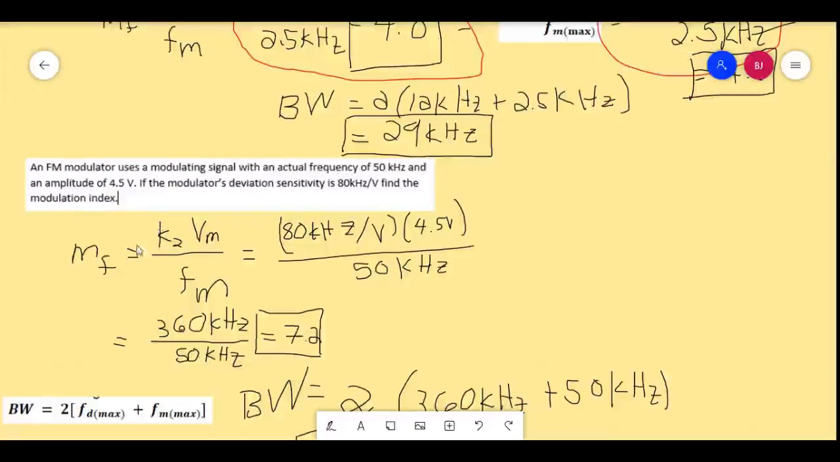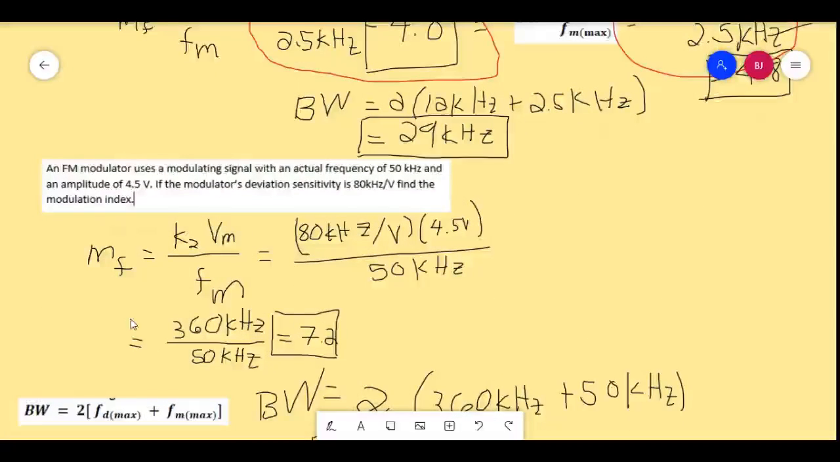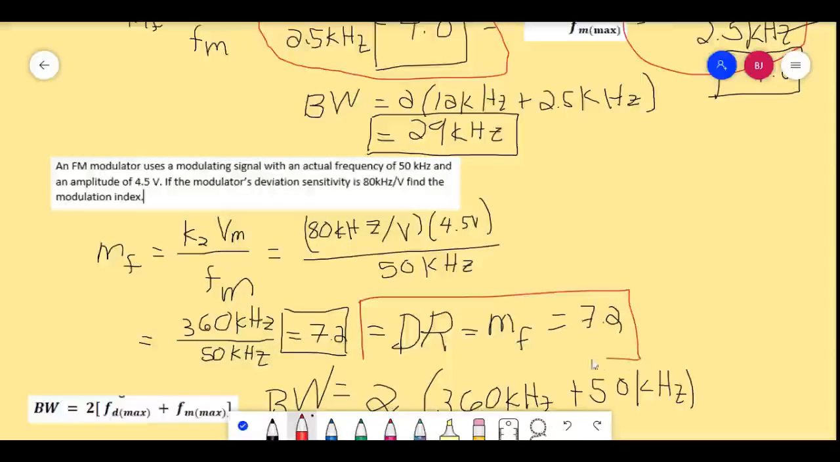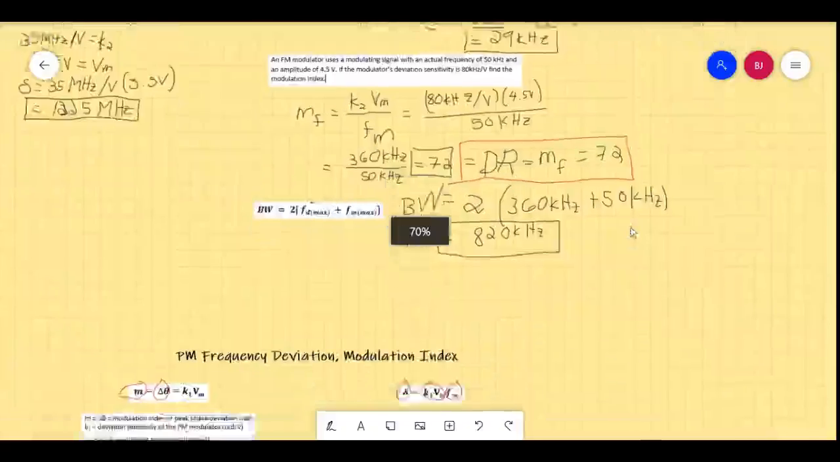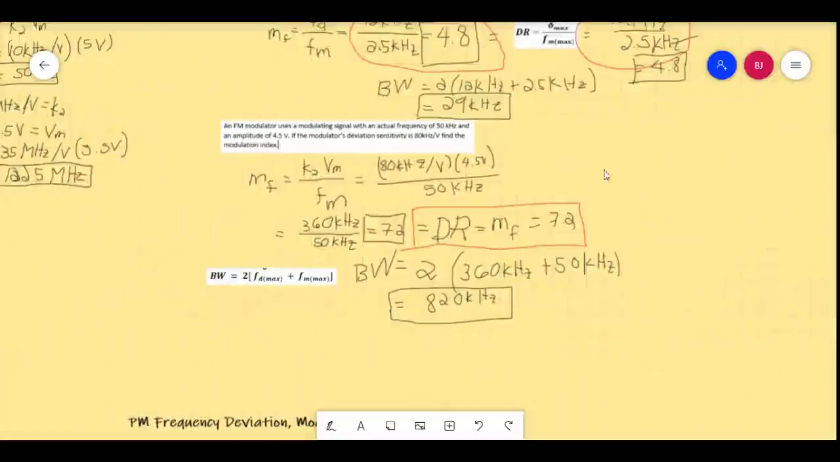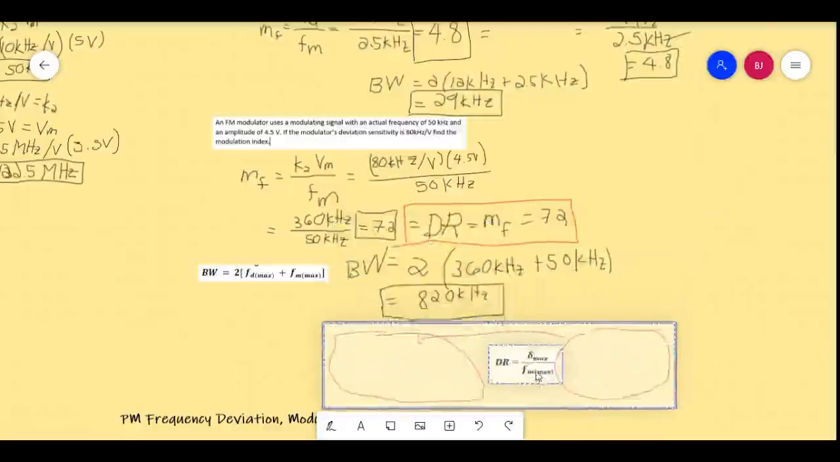So if we are to get the deviation ratio for this one, well, we don't have to actually compute, as deviation ratio for FM is equal to modulation index for FM, which is 7.2. But for phase modulation, that would be a different case. So let's try using our deviation ratio formula here.